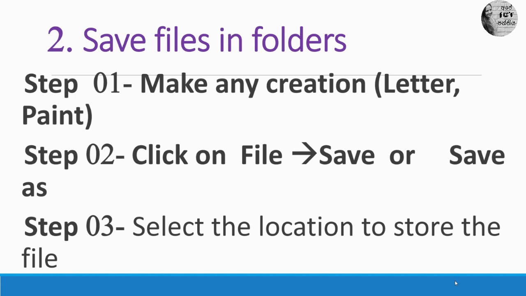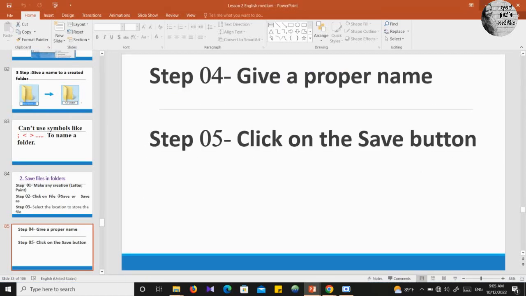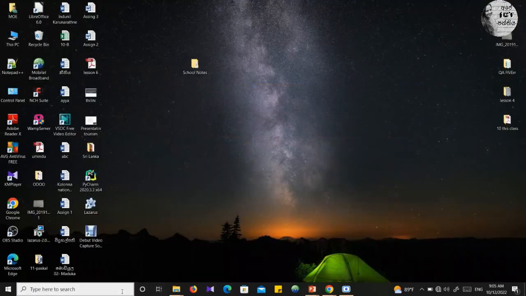First step is you have to make any creation. Letter, picture, paint, anything you can do using a computer. Then click on file and go to save or save as. Then select the location to store the file. You have to select the folder where you want to store it. Then give a proper name and click the save button. I will show you using paint.